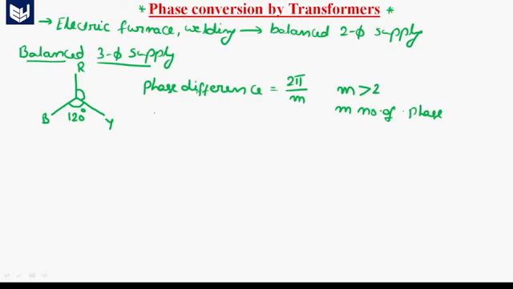See, for two phase supply, m is equal to 2. Am I correct or not? So if you apply the same thing to this formula, what is 2 pi? 2 pi is equal to 360. 360 by 2 is equal to 180 degrees. 180 degrees in the sense, it is a phase difference between two phases. See, if you consider VA is the one phase voltage and VB is the other phase voltage. According to this formula, what is the phase displacement? That is 180 degrees.